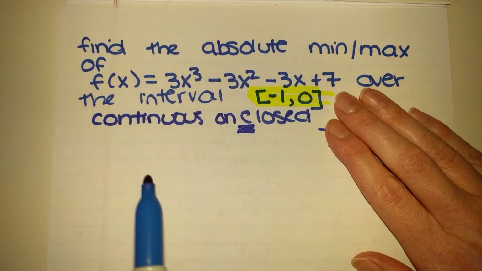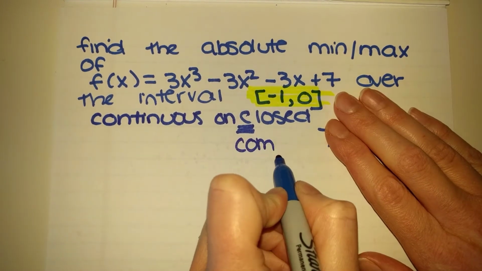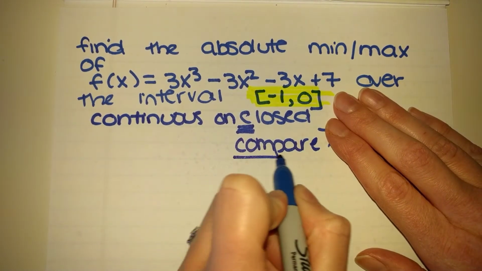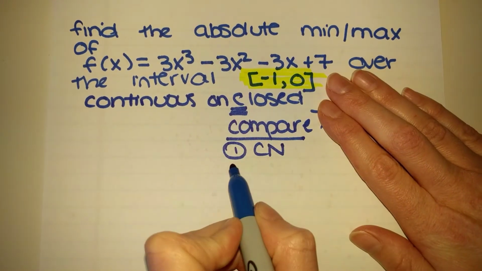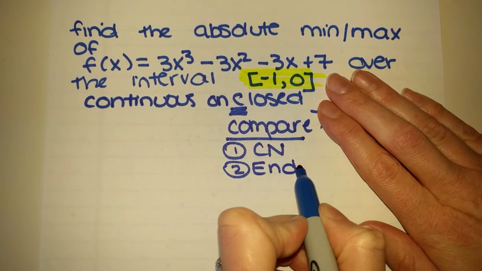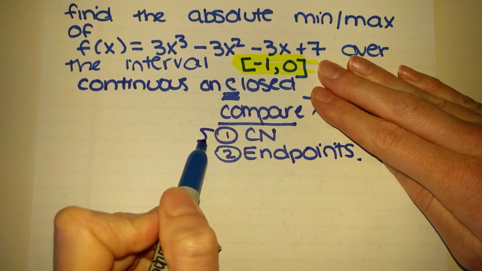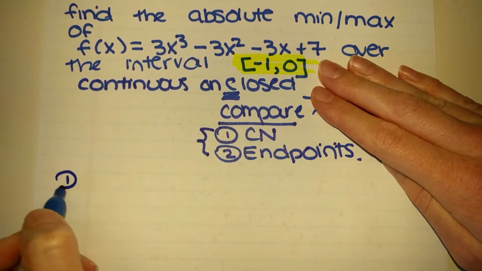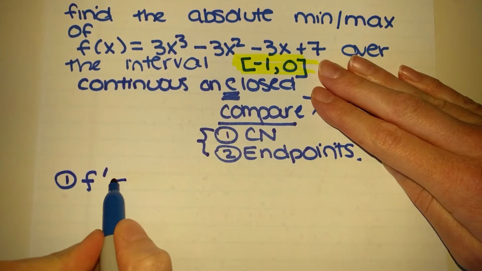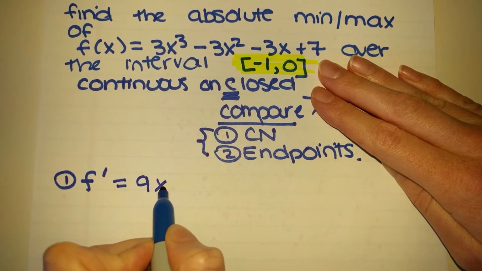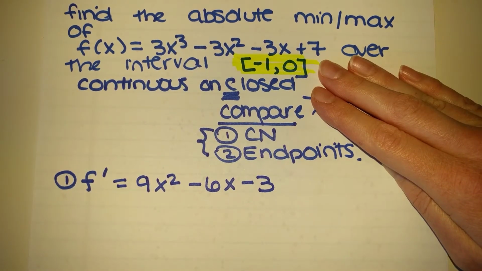But really the important thing to notice is this closed interval, because as we discussed in class, our process is not to draw a number line, but to compare the function values at two important places, the critical numbers, and then also at the endpoints. So what we will first do is find these critical numbers. And do remember that for the critical numbers, we have to first find the derivative. So we take our function and we differentiate. We would get 9x squared minus 6x minus 3, and the plus 7 goes to 0.